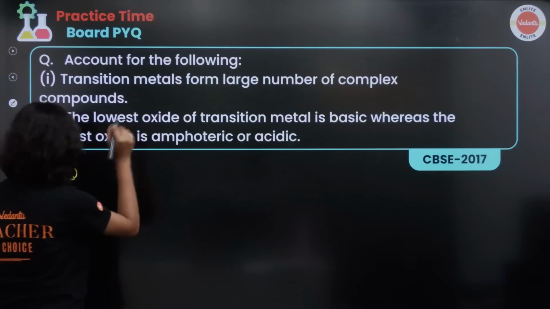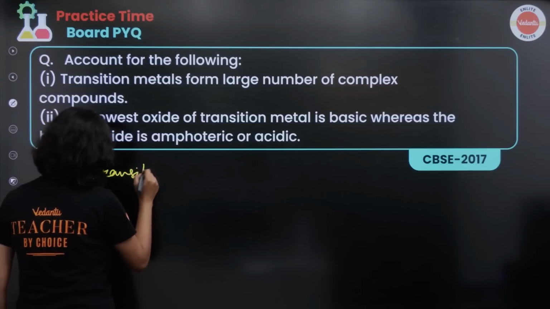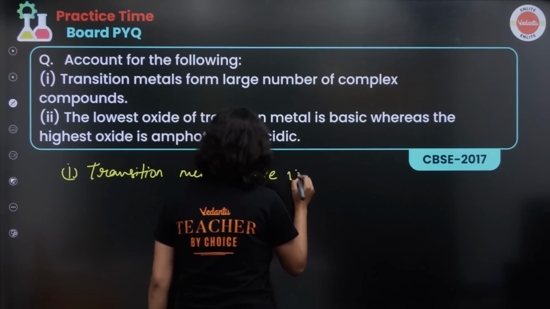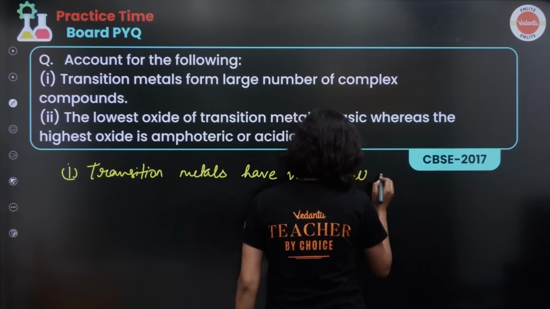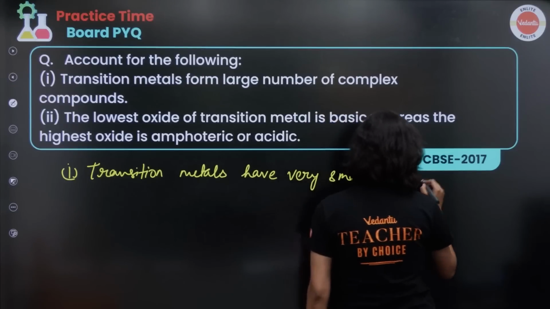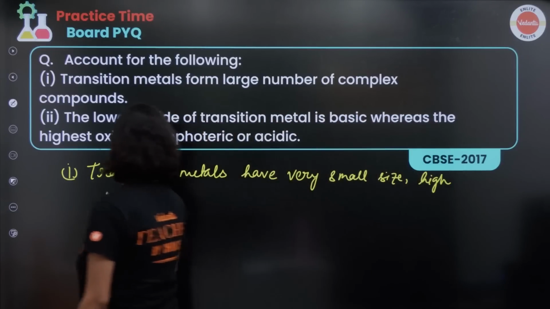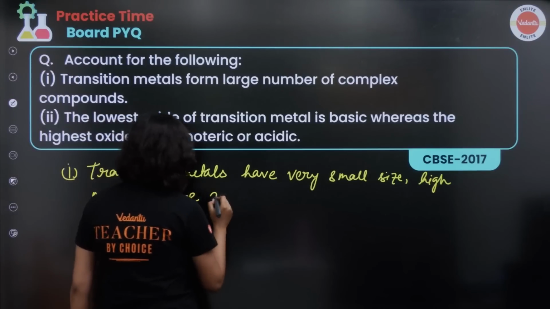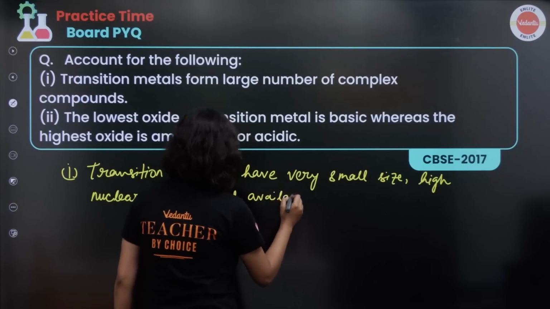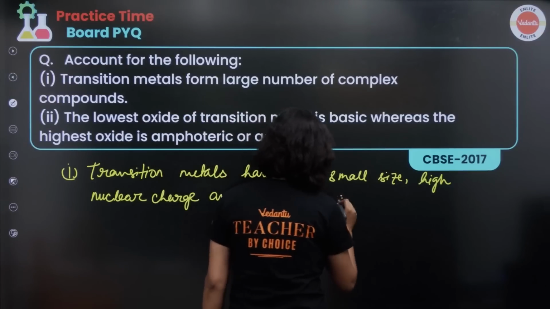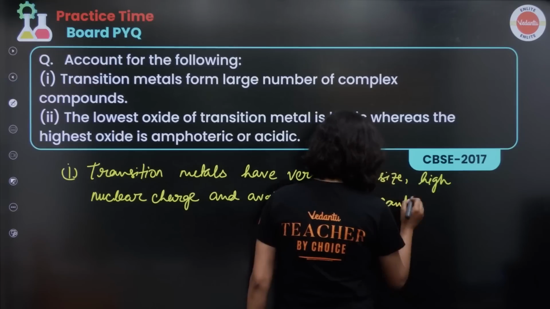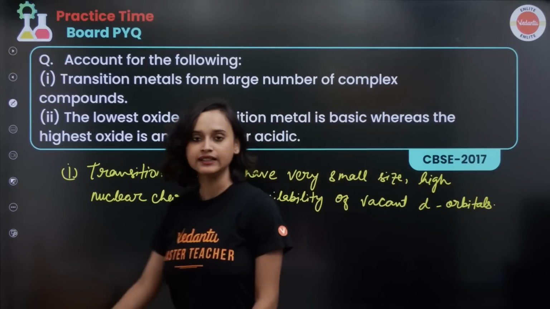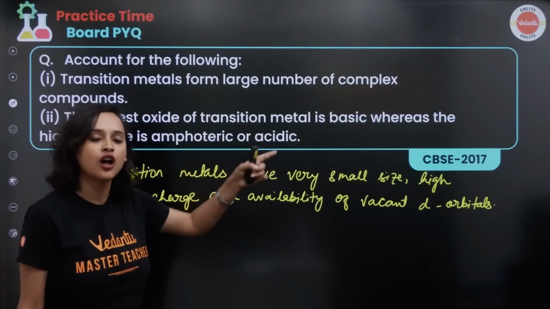Let's write it, okay? Transition metals have very small size, high nuclear charge, and availability of vacant d orbitals. Got it? Yes, that's it. These three reasons make them form a large number of complex compounds.